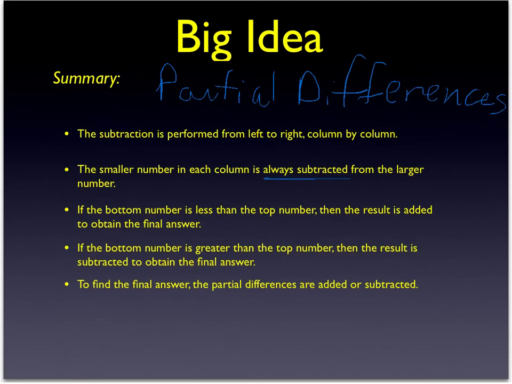If the bottom number is less than the top number, then the result is added to obtain the final answer. If the bottom number is greater than the top number, then the result is subtracted to obtain the final answer. To find the final answer, the partial differences are added or subtracted. Okay? So pause here to write these down just so you have this in your notebook.